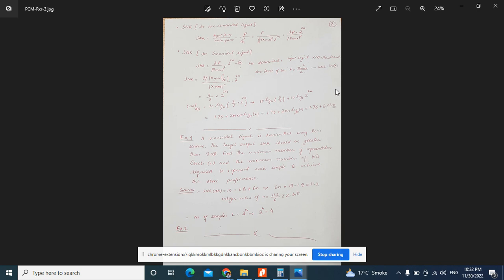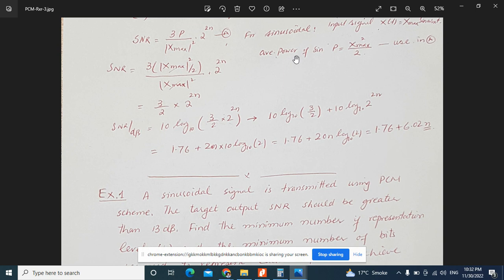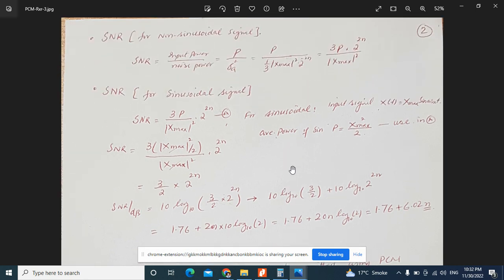And then the other quantity, you can say SNR. So if the signal is non-sinusoidal, the SNR is equal to input power divided by noise power. So input power is P, noise power is sigma Q square, and we have already calculated sigma Q square is equal to 1 over 3 x max whole square 2 raised to the power minus 2n. So if you simplify this equation, you can say that 3P into 2 raised to the power 2n divided by x max whole square. So this is the SNR if the signal is non-sinusoidal.